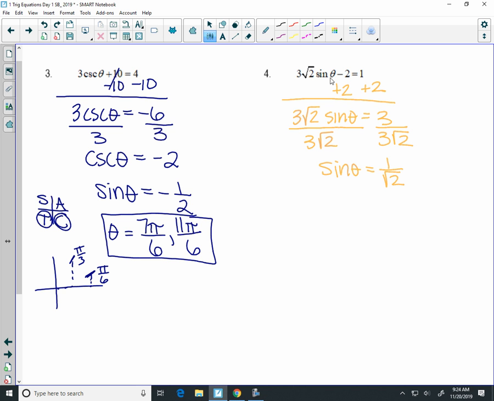Sine is a number of 1 over radical 2, is it? Nope. It's not. What can we make that into? You can rationalize. It really is. Sine really is 1 over radical 2, because 1 over radical 2 is just radical 2 over 2 rationalized.